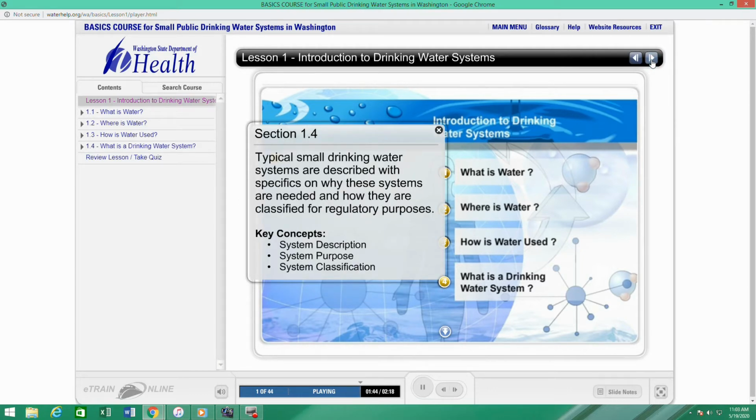Section 1.4, What is a drinking water system? Typical small drinking water systems are described with specifics on why these systems are needed and how they are classified for regulatory purposes.